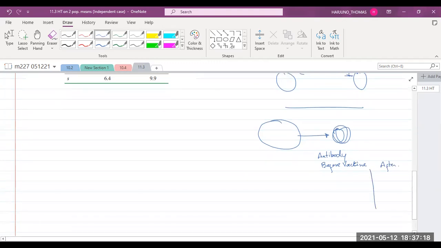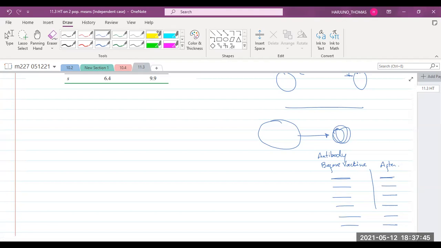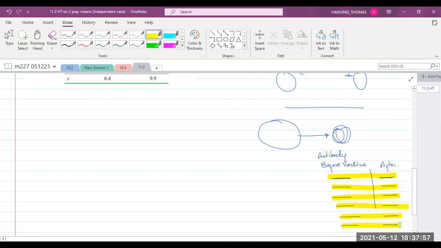Okay, now you see that the subjects, the samples, are the same people. So let's say Thomas before and after, Tim before and after, Ashley before and after, Stephen before and after, Peter before and after, Esther before and after. So it's dependent because you have two numbers from the same person, before and after. You can match them. They are dependent. You can pair them.